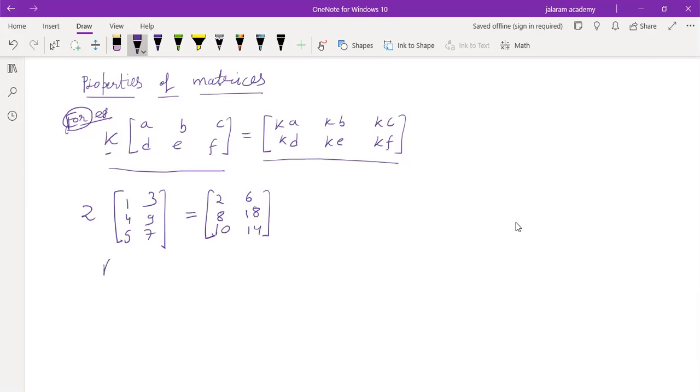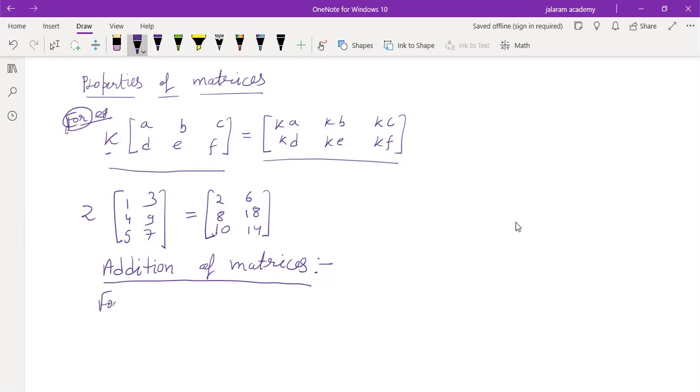Now, addition of matrix. So how to add two matrices? So remember, two matrices can be added only when their orders are equal. So write this rule first of all. Two matrices can be added only when their orders are equal. Orders are equal means number of rows and number of columns must be equal in both.